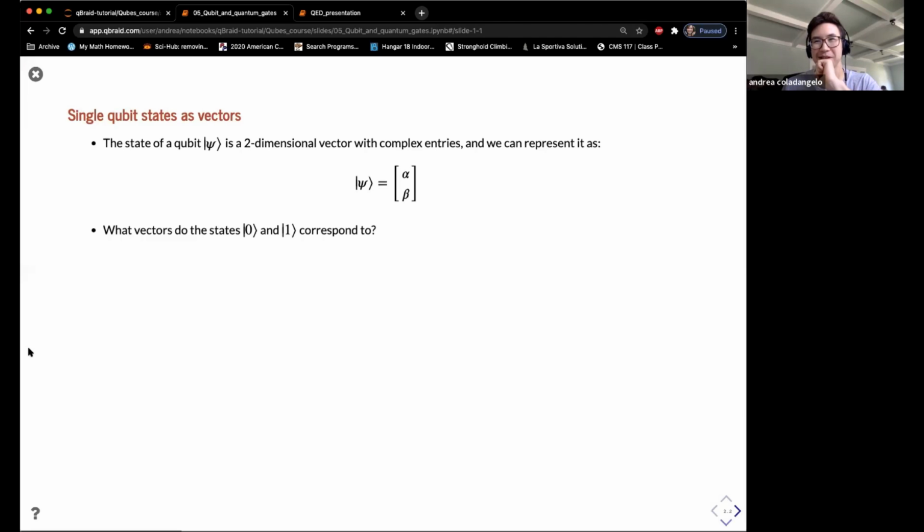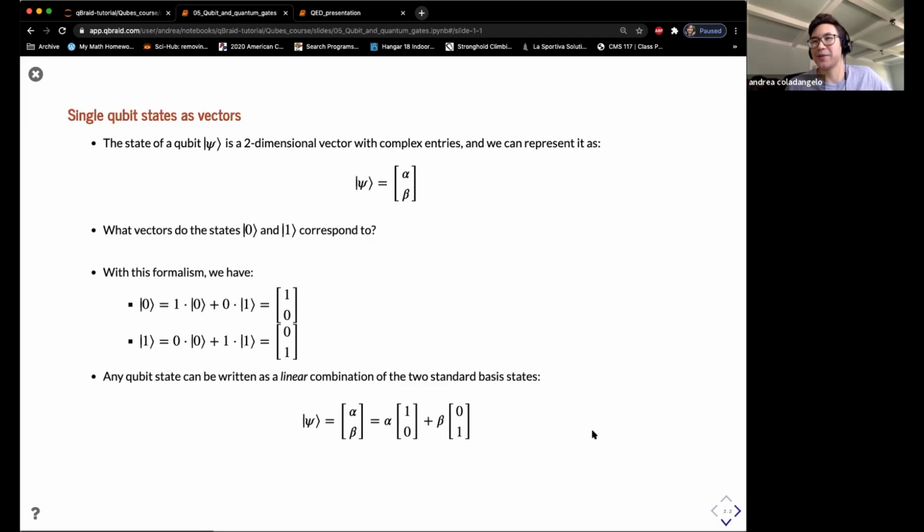So Jacob says (1, 0) and (0, 1). Any other thoughts? Yes, exactly. That is correct. So |0⟩ and |1⟩ correspond to the standard basis vectors, right? I can write |0⟩ as a linear combination of |0⟩ and |1⟩, where alpha is equal to 1 and beta is equal to 0. And I can write |1⟩ as a linear combination of |0⟩ and |1⟩, where alpha is 0 and beta is 1.